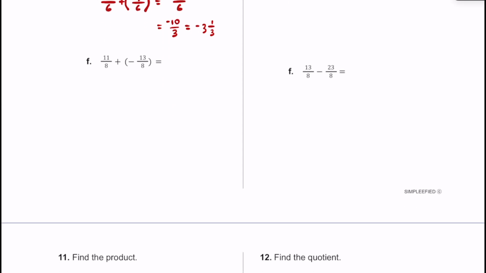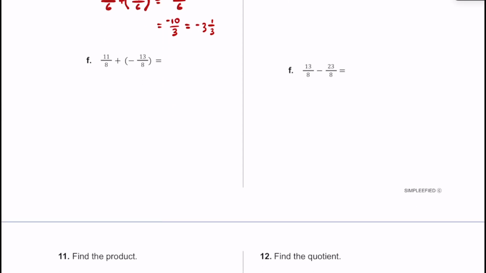For F here, it looks like we are adding two fractions that have different signs. So we have to subtract their absolute values, but let's write this as 11 over 8 plus, and then move the negative to the top, so it's negative 13 over 8. They're different in terms of their signs, 11 and negative 13, so subtract their absolute values. 13 minus 11 is going to be 2, but it's going to be negative because this negative 13 has a greater absolute value. So it's negative 2 over 8. Then we can divide top and bottom by their GCF of 2. So it's going to be negative 1 over 4.